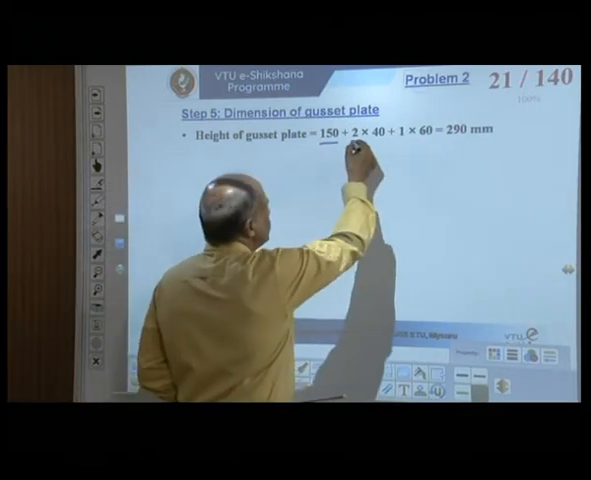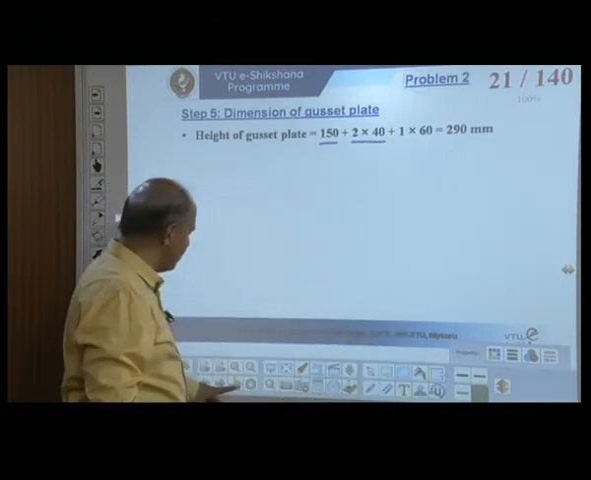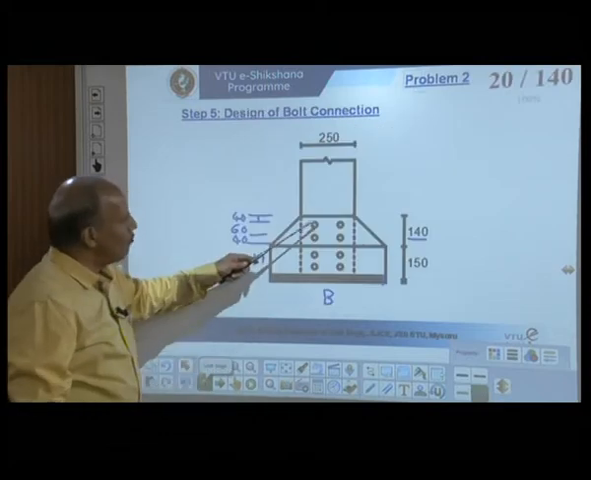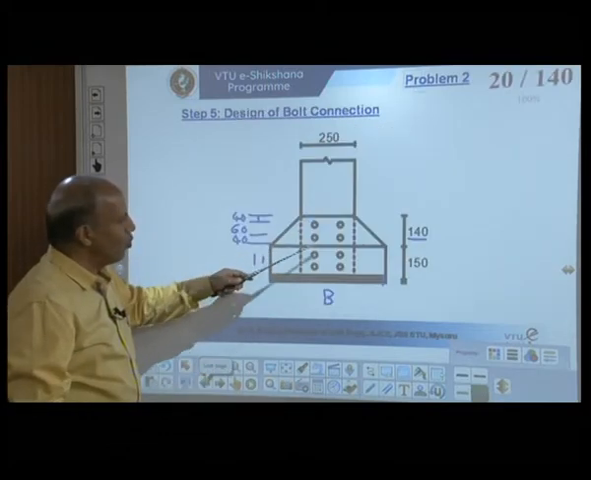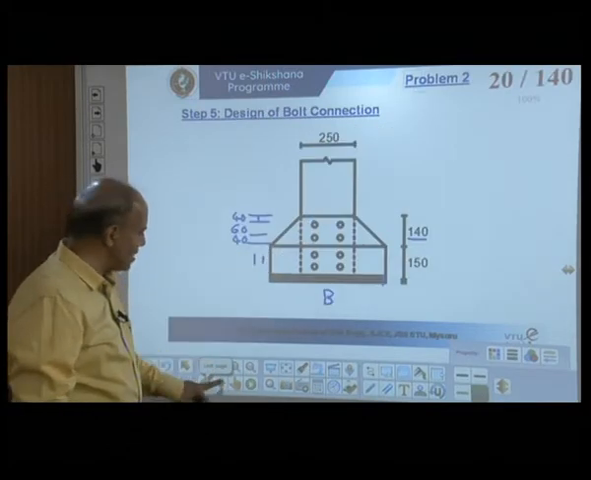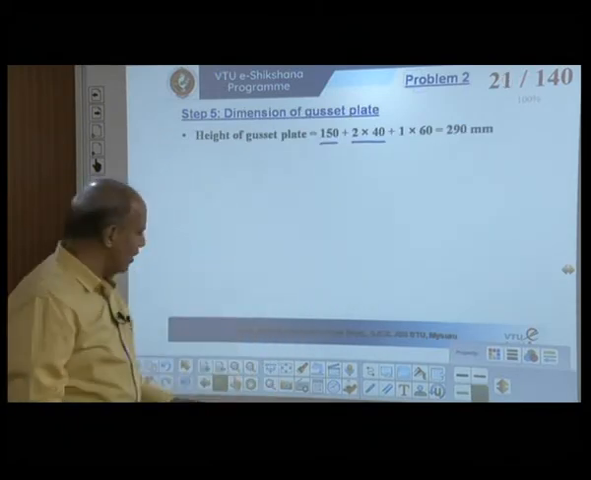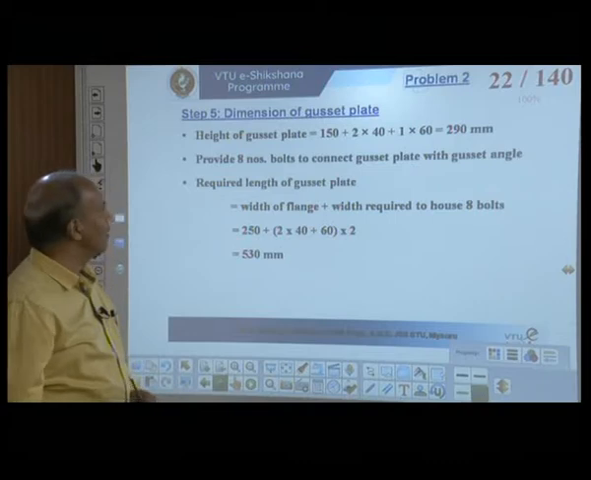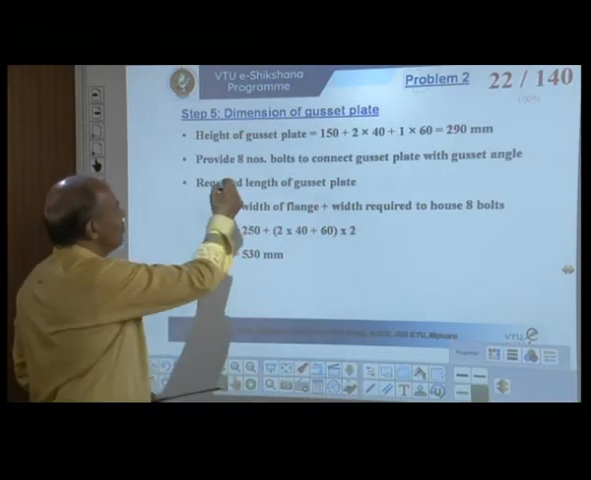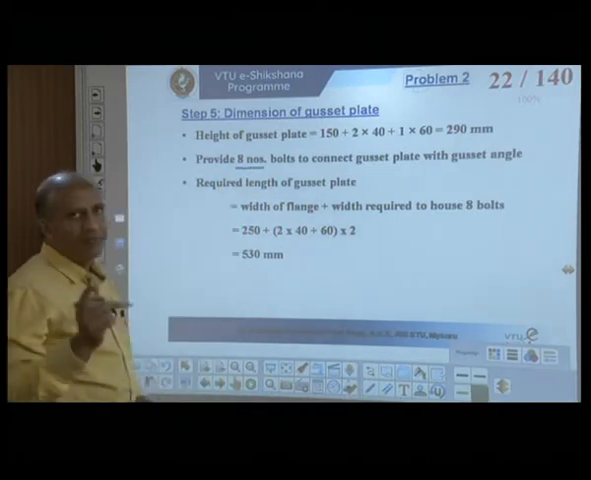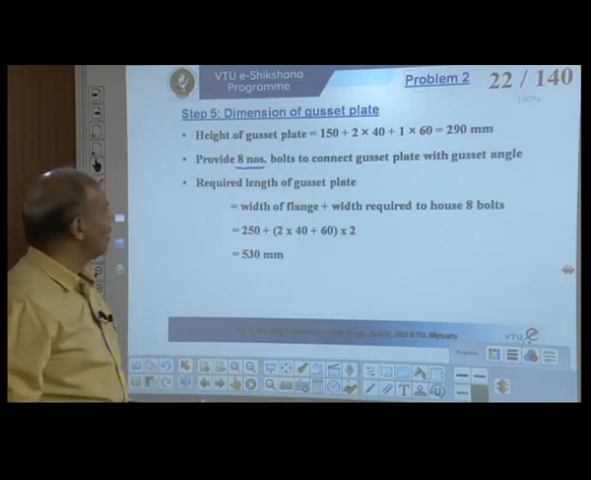So that would be 2 into 40, as I just mentioned here. So we got 140 above and 140 below, and in between we have got 60. So 140 plus 140 plus 60 would be 290. So that is how we have arrived at the height of the gusset plate, and as we said, we are trying to put 8 numbers of bolts, as we have already seen.